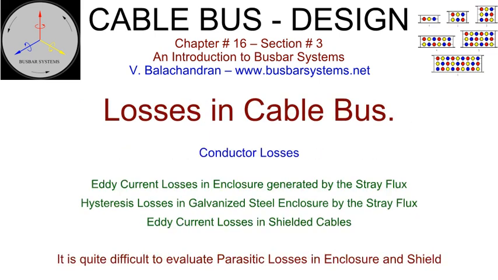Losses in cable bus. Apart from the losses in the conductor, there will be induced losses in the enclosure due to eddy currents generated by the stray flux. Enclosure made from galvanized steel will additionally have hysteresis losses. Shields of cables, in medium voltage cable bus, are grounded. They will generate losses due to eddy currents or circulating currents, depending upon the method of grounding of the shield. It is quite difficult to evaluate these parasitic losses in the conductor shield and enclosure.